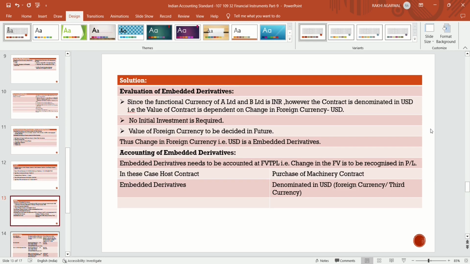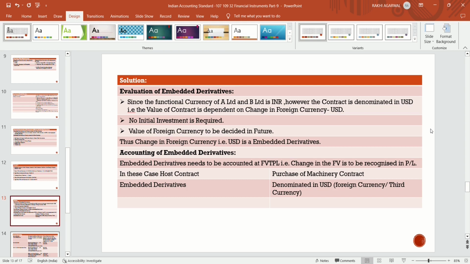Firstly, we will evaluate whether it's an embedded derivative or not. Evaluation of embedded derivative. Since the functional currency of A Limited and B Limited is INR, however, the contract is denominated in USD. That is, the value of contract is dependent on the change in foreign currency. No initial payment is required because no initial margin amount is to be paid, and value of foreign currency is to be decided in future. Settlement happens on a future date.